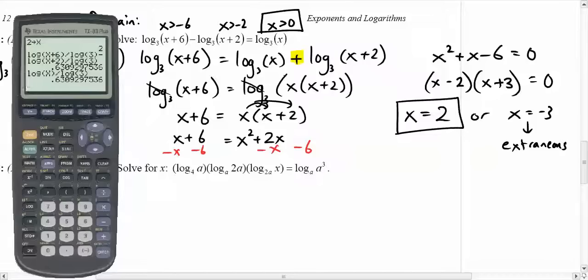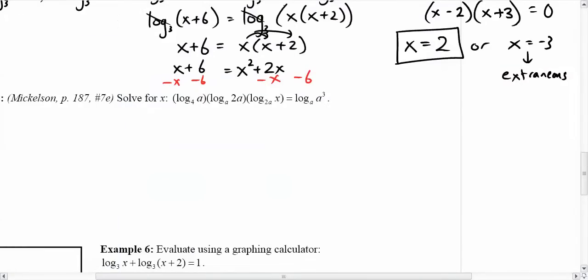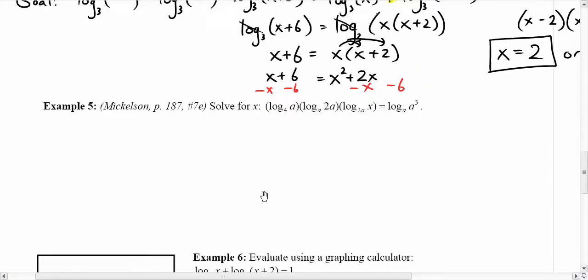The next question comes from your homework assignment. So I'm giving you a little advantage on your homework. This one is not the same as any of the ones that we've done so far. It looks crazy.